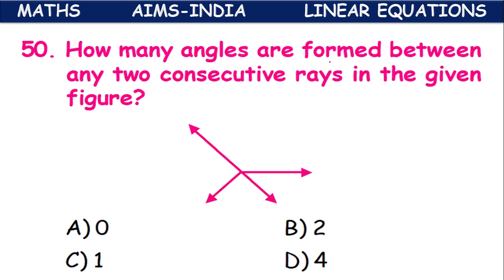How many angles are formed between any two consecutive rays in the given figure? So 1, 2, 3, 4. So how many angles, children? 4 angles are formed here.